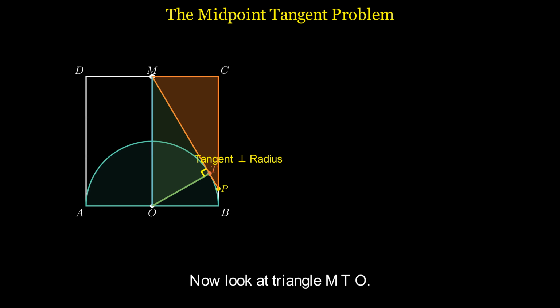Now look at triangle MTO. A key rule in geometry is that a radius is always perpendicular to its tangent. That 90-degree angle is our way in. In this right triangle, the hypotenuse MO is exactly 1. It works out perfectly.